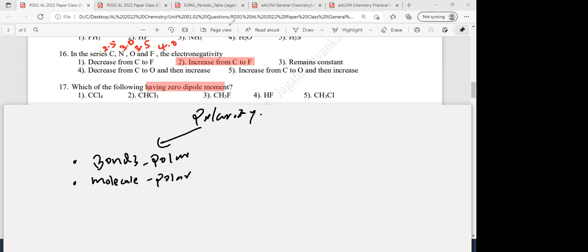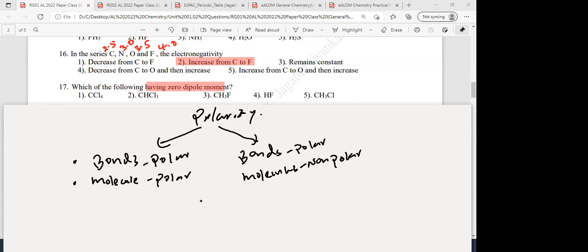Then the other instance, there are some instances where bonds are non-polar, molecule polar. Bonds polar, molecule also polar. Next one, bonds polar, molecule non-polar. Each bond is polar, but overall the molecule is non-polar.